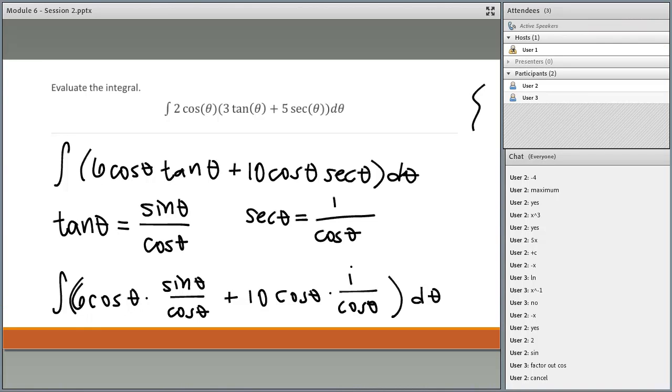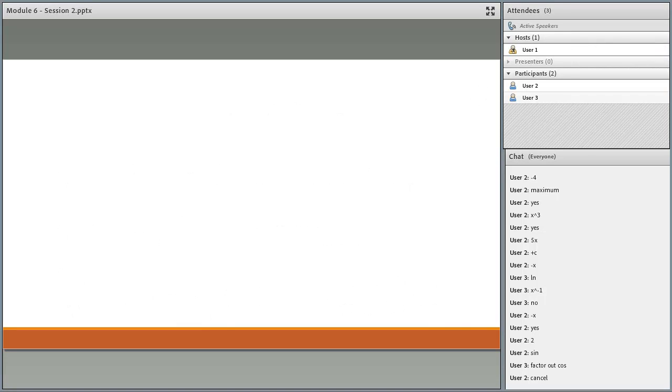So whenever I have a question that has sines and cosines and tangents, secants, cosecants around, I change everything that I can into sines and cosines. So the tangent I'm going to change to sine over cosine, and the same thing with any of the secants or the cosecants. I'm going to change them into sines and cosines because hopefully something will cancel. And in this case, it does. So the cosine cancels with the cosine. And then the same thing happens in the second term. So all I'm left with is 6 sine theta plus 10. So let me go to the next page.